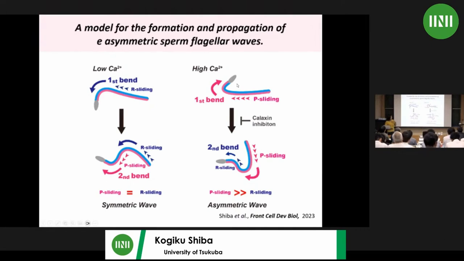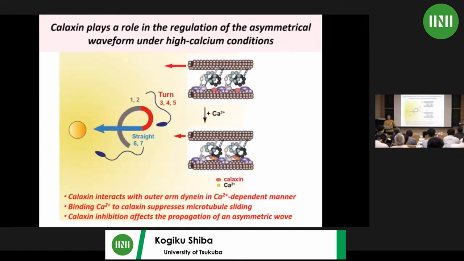But here is a strong, fast bend, and the bend on the other side is weak, regulated. It is a very special condition. So we think calaxin functions here to propagate the first strong bend to the tip, and the second weak bend is generated at the base. So this is a hypothetical model for the formation of the asymmetric waveform by calaxin. And this is a model of sperm chemotaxis, regulation of the flagellar waveform during chemotaxis.